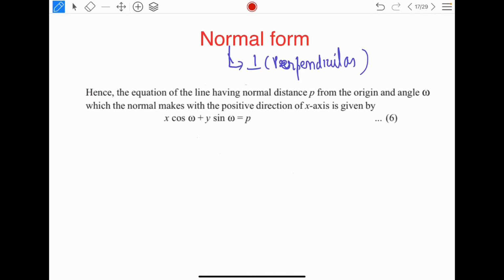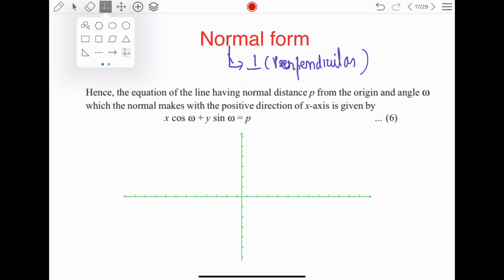take up the coordinate system first to understand how we are going to talk about this normal form. So suppose this is my coordinate system and this is my line in the coordinate system. Now what I need for the normal form is a perpendicular from the origin. See here, equation of line having normal distance p from the origin. That means I need to take a perpendicular from the origin. So let me take any perpendicular here from the origin.